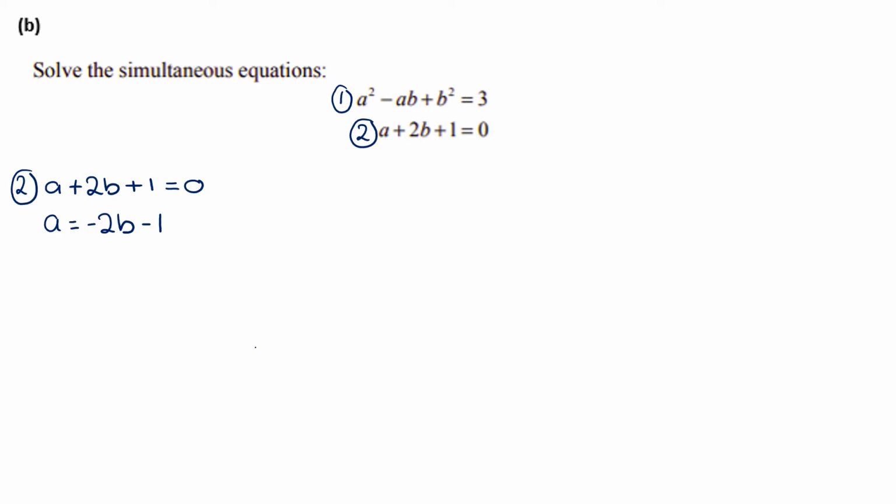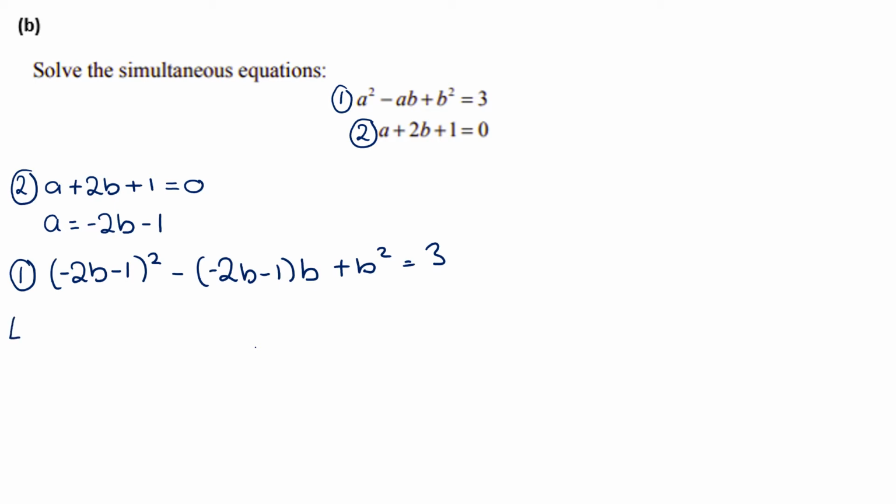So now that I've isolated a term, I go back to my nonlinear, and everywhere where there's an a, I'm now going to sub in my minus 2b minus 1. So I get minus 2b minus 1 squared minus 2b minus 1 times b plus b squared equals 3. So squaring this out, I can use my shortcut: square the first, 4b squared, twice the first by the second. Just watch your signs here. So plus 4b, square the last, plus 1.